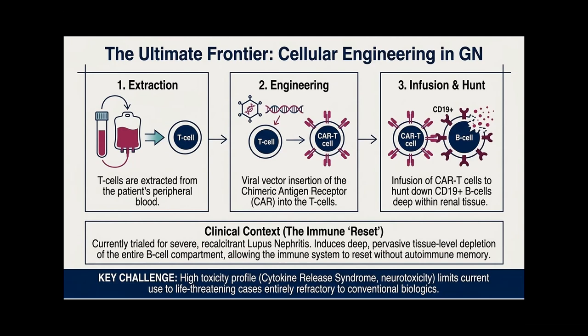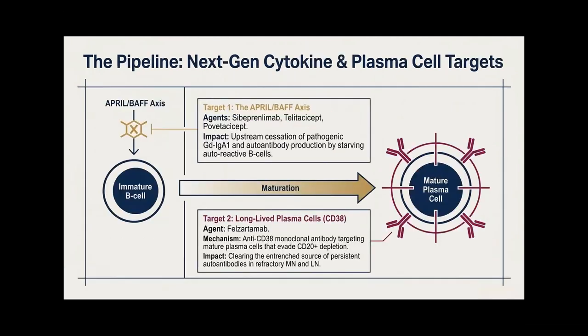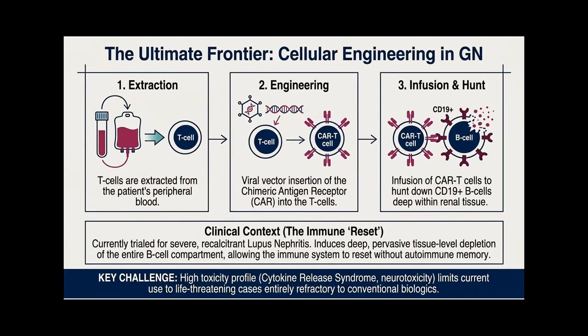So these two slides are not already in vogue. One is the April inhibitors and the BAFF inhibitors, and of course the long-lived plasma cell inhibitors. The second one is the T-cell engineering using T-cell extraction. Then you engineer them with the viral vector and use them to hunt the B cells of the kidney.